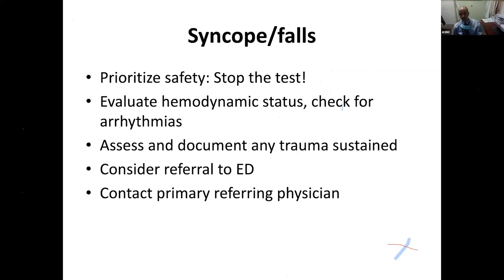Other complications that you can see in the stress lab are syncope or falls, so always prioritize safety. If you see someone who has poor balance or poor gait on the treadmill, just stop the test and try to see if you can do another kind of testing. Evaluate the hemodynamic status, check for arrhythmias that could explain why they have this syncope. And always make sure to assess and document in the chart if there is any trauma sustained in the stress lab.